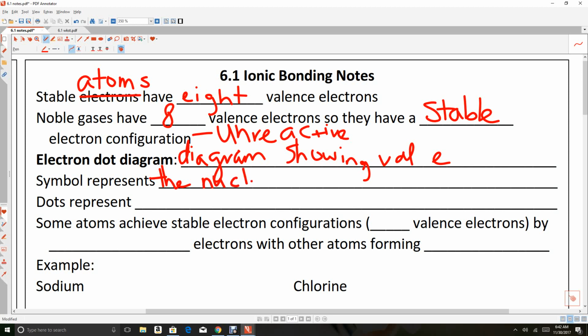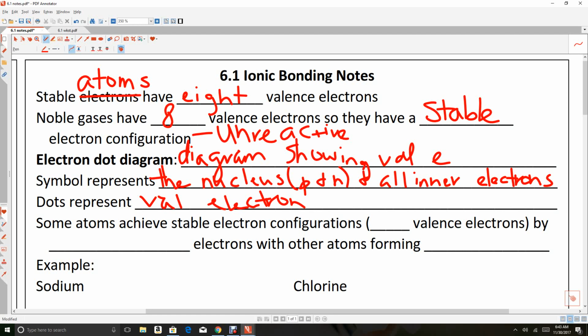Okay. For electron dot diagrams, the symbol, so remember we put the symbol in the center, that represents the nucleus, and we know that in the nucleus it's the protons and the neutrons, right? And all inner electrons. Okay, the dots represent all valence electrons, and we know that valence electrons are just the electrons in the outermost shell, right? So we have inner electrons in the symbol and the dots that represent the valence electrons.